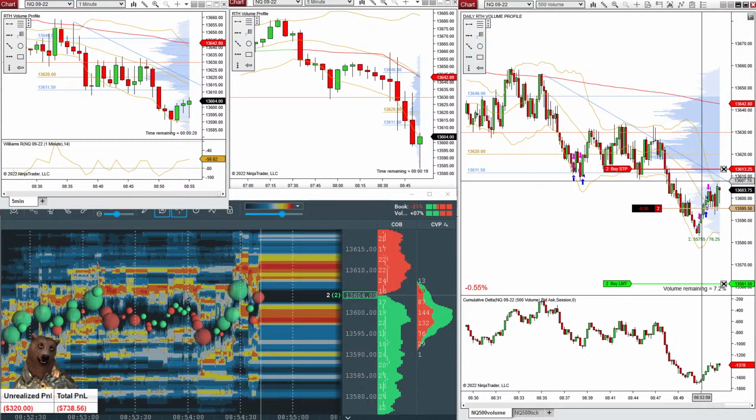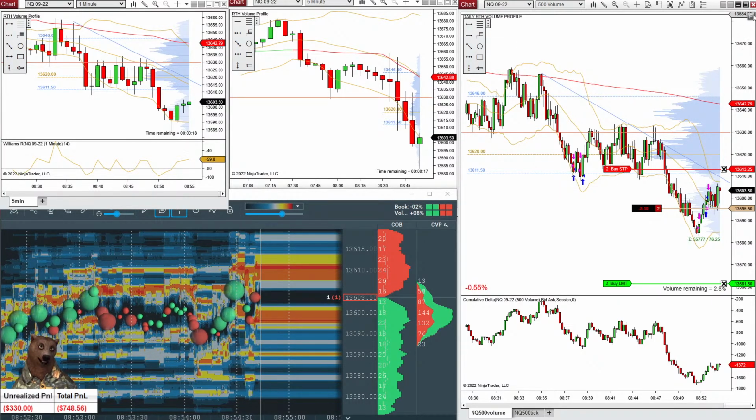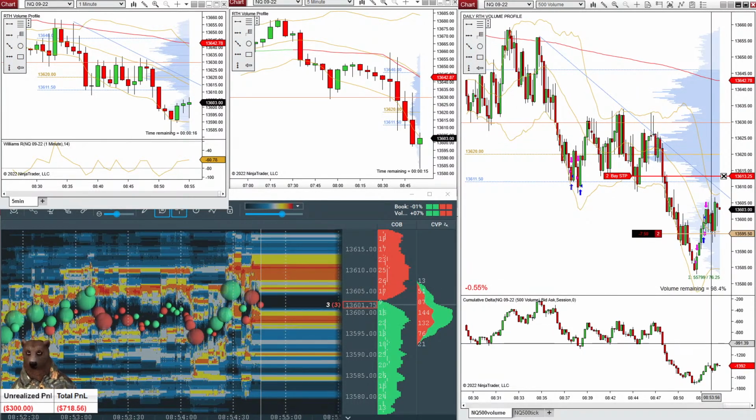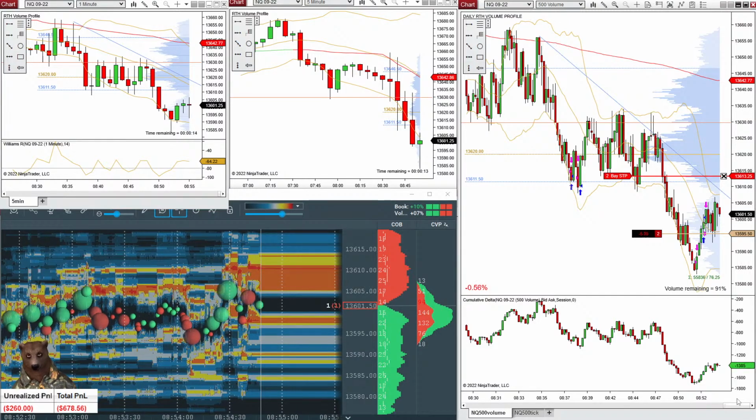I like this low volume node here. If it moves back up into the value area, we need to get out of it and just call it a loss.